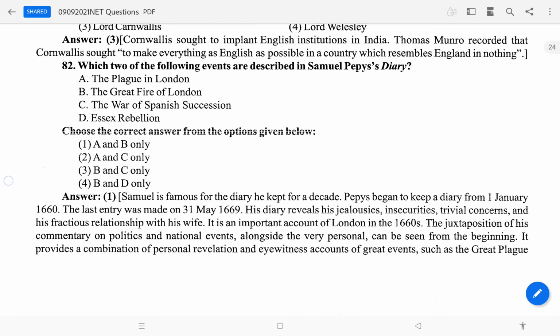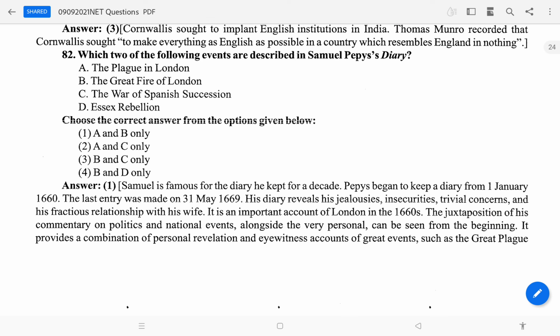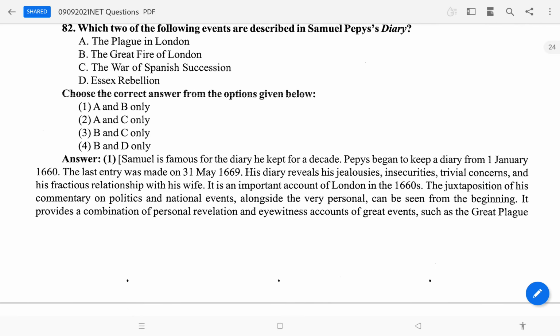So let's see question number 82. Which two of the following events are described in Samuel Pepys' diary? You know that Samuel Pepys was a diary writer, and the answer will be 1, meaning A and B, the plague in London and the Great Fire of London. So let's see the explanation.